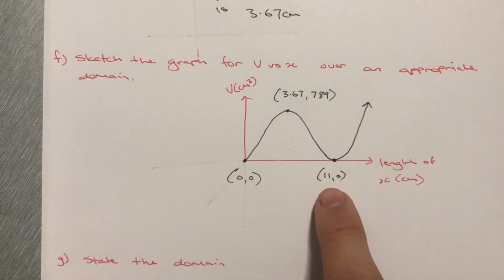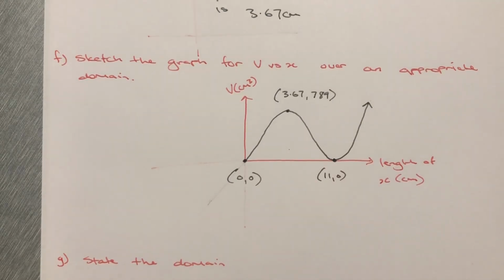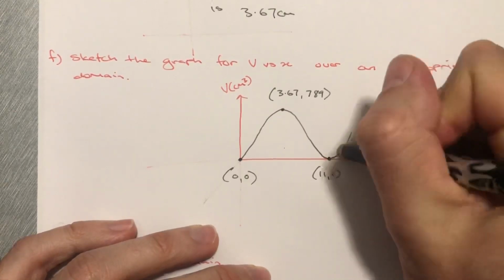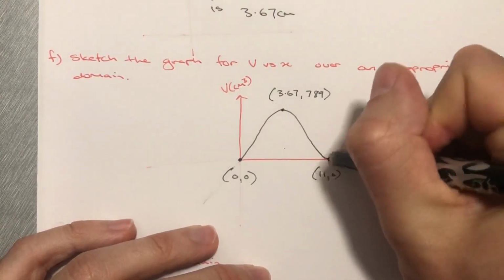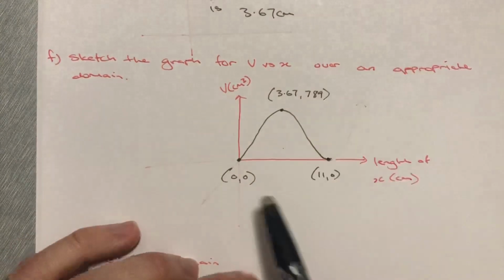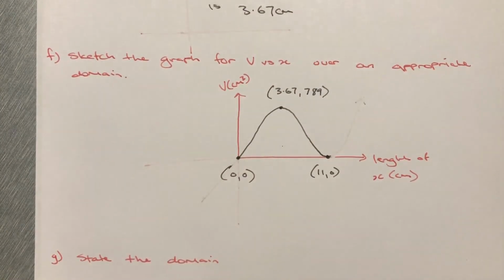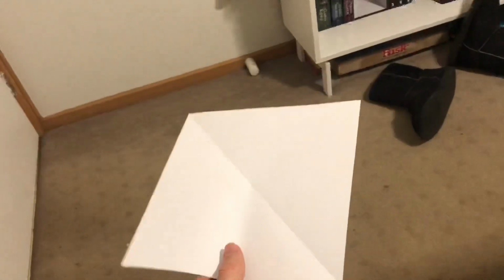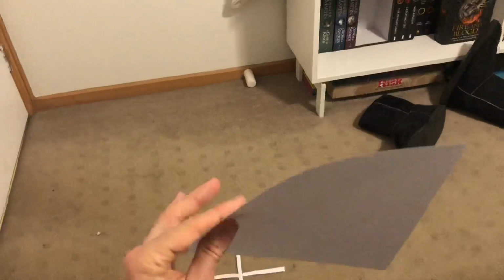Are you seeing why that's 11? If I can't cut further than 11, it's not going to work anymore. So this doesn't exist either because there's no box for any length of x that's longer than 11 centimeters. Same thing for 0 centimeters. If I decide to make my length of x 0 centimeters, that means I'm not cutting anything, which is this. Is this a box? No, it's just a piece of paper. Okay, it's flat. It's not a box at all.